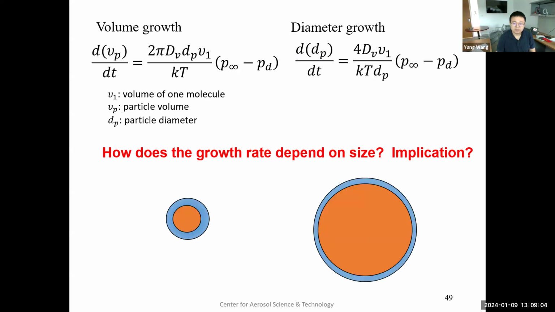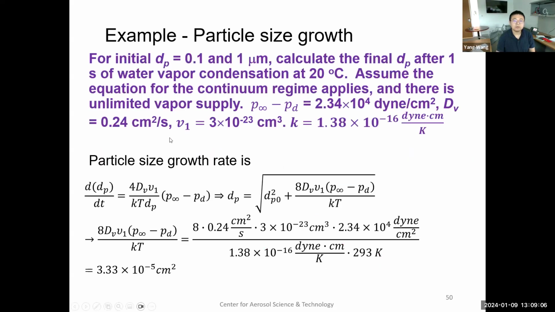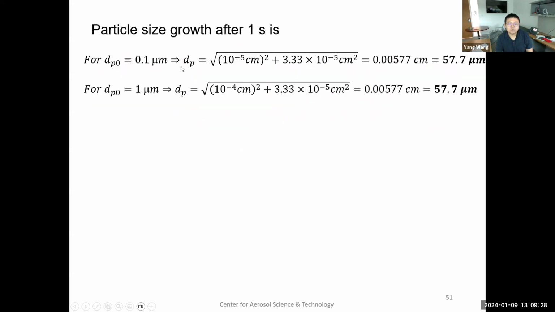So are there implications? Here is a simple example problem. Due to the time limit, we're not going to derive these equations. But if you have two particles with initial sizes of 0.1 and 1 micrometer and expose them to the same vapor concentration, after 1 second of condensation or growth, you can find that they actually grow to the same size, 57.7.